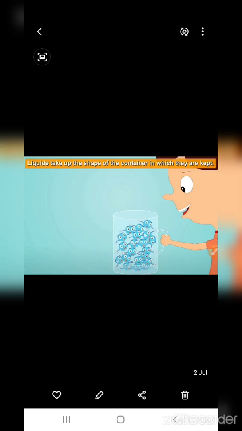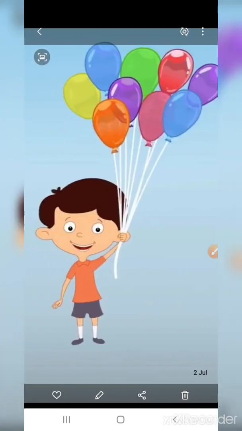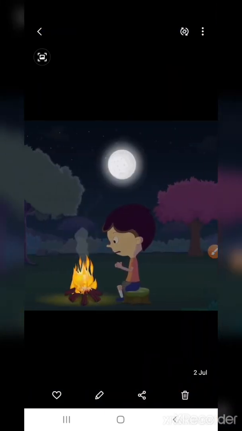Okay, now come to the next, that is gas. Look here, the boy is holding some balloons, and definitely the balloons have some gas, right? So this is gas. And here the boy is sitting near the fire, and the smoke near the fire is also a gas, right?